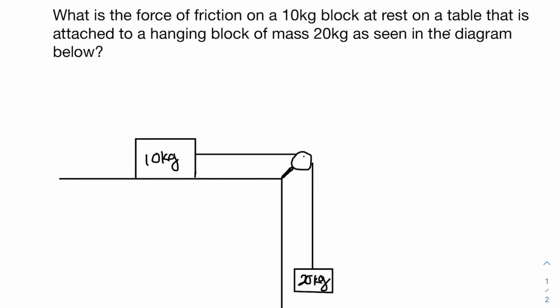So let's take a look at this sample question and let's see if we can figure out what that key point is that's going to help us handle tension questions. So here it says, what is the force of friction on a 10 kilogram block at rest on a table that is attached to a hanging block of mass 20 kilograms as seen in the diagram below? So as with any diagram that we have in physics, a really good habit to get into is drawing out a free body diagram for each object.